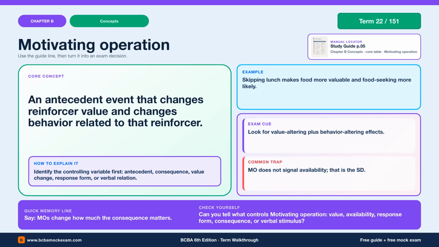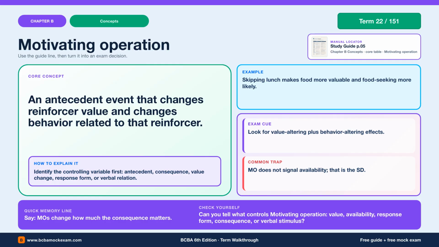Motivating operation. A motivating operation, or MO, changes the value of a reinforcer and changes behavior related to that reinforcer. In plain English, MO is about how much the consequence matters right now. For example, skipping lunch makes food more valuable and makes food-seeking behavior more likely. The exam cue is value-altering plus behavior-altering effects.